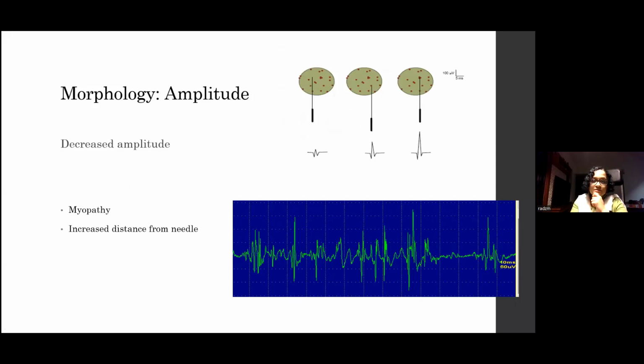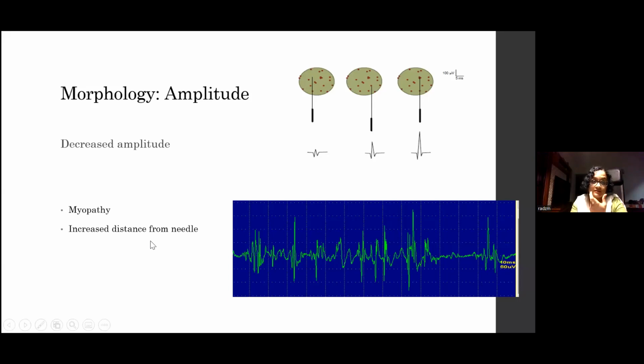Decreased amplitude you see in myopathy. So you would have heard that. High amplitude means neurogenic, low amplitude means myopathy. And that's because in myopathy there's no problem with the neurogenic side of it. There's no problem with the motor unit, the nerves or the terminal motor axons. The problem in a myopathy is the muscle fiber itself is damaged, and hence what the muscle fiber is able to generate are very small amplitude potentials.